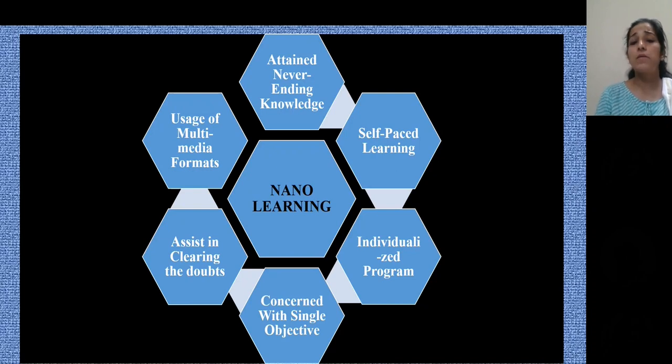Then the last one is the multimedia format. That means you can use text, you can use diagrams, you can use slides, you can take PPT presentation, you can do graphics, you can do video. You can use all these formats to make your nano learning capsule and give information to the learner.